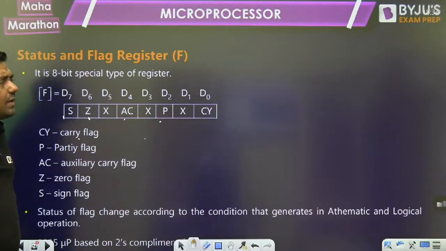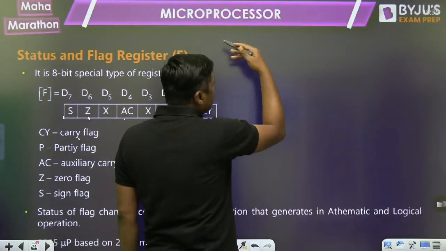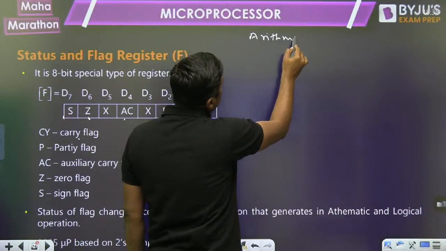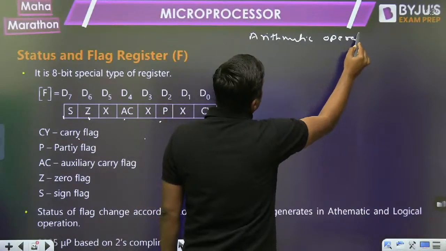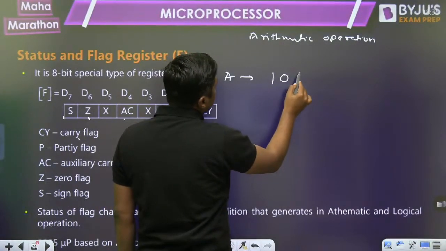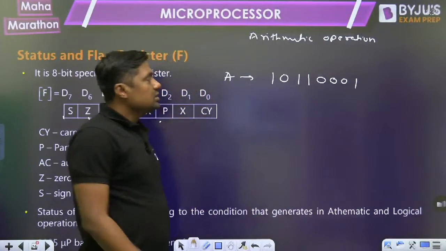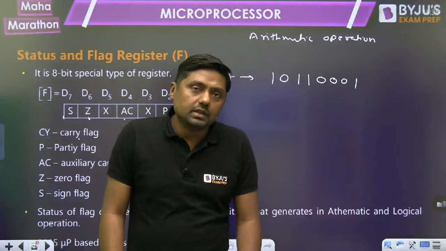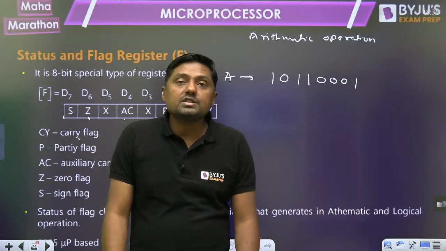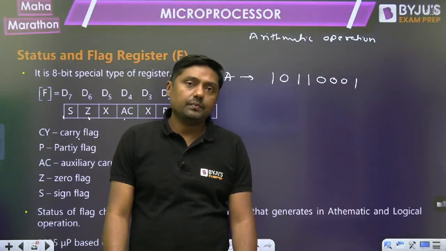Okay. I want to give you one question. Suppose after any arithmetic operation, it may be addition or subtraction, any arithmetic operation, this is the content of the accumulator, right? And there is no overflow. Then what is the status of all the flags? Tell me.